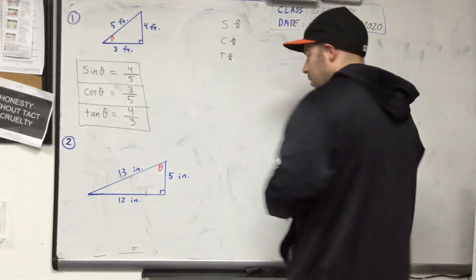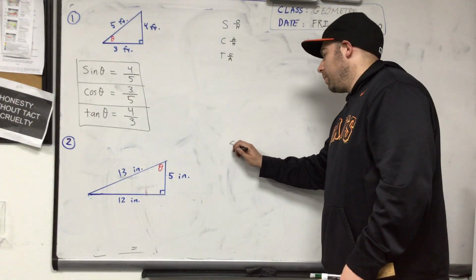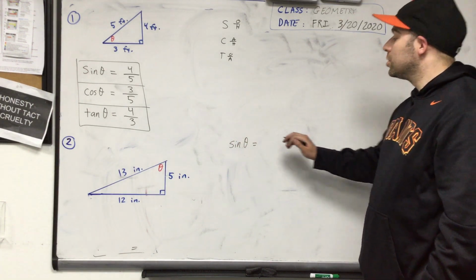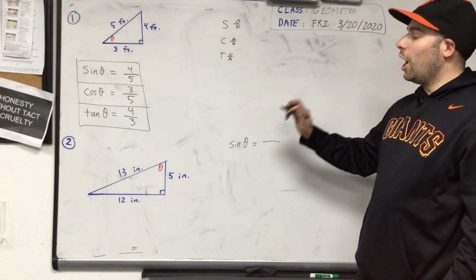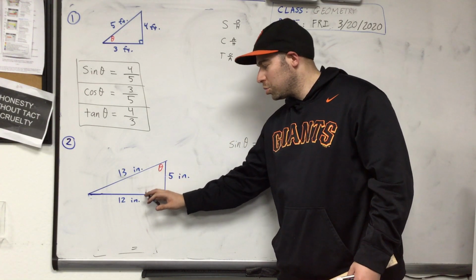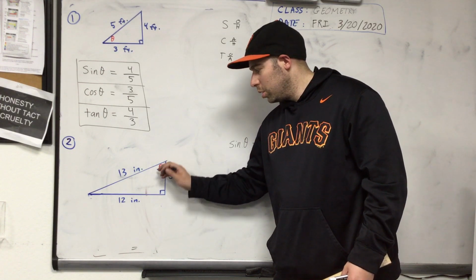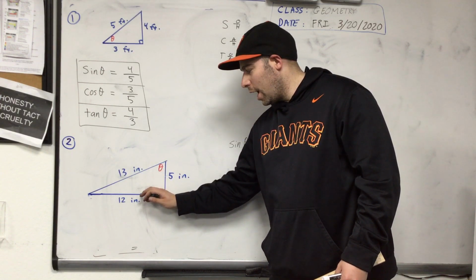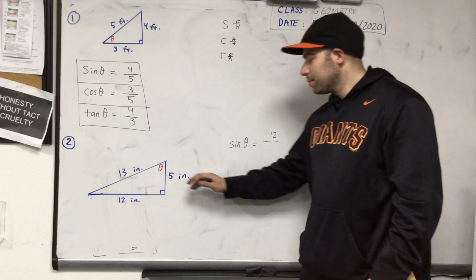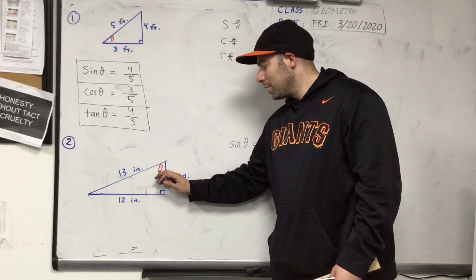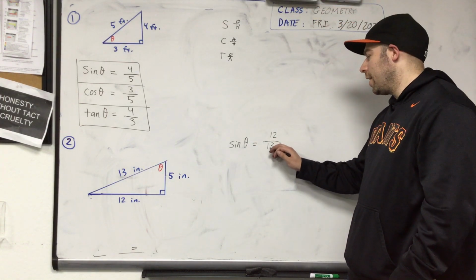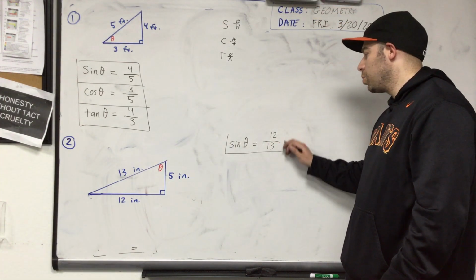Well, here we go. So the sine ratio is the opposite side to its hypotenuse. So let's look at the angle. Draw a straight line like a bow and arrow. What is the opposite side of angle theta? That would be 12. What is the hypotenuse of the triangle? That would be 13. So the sine of angle theta is 12/13.